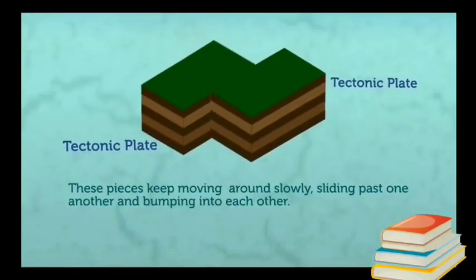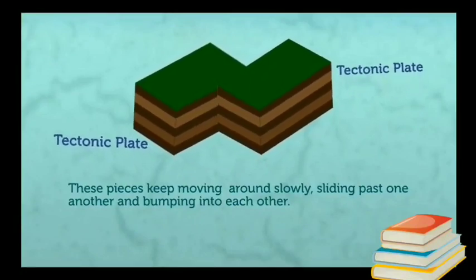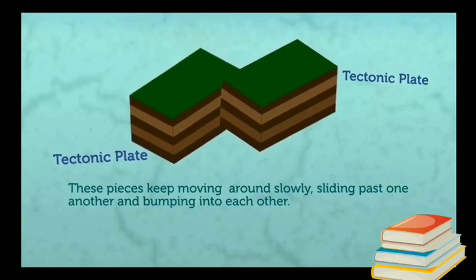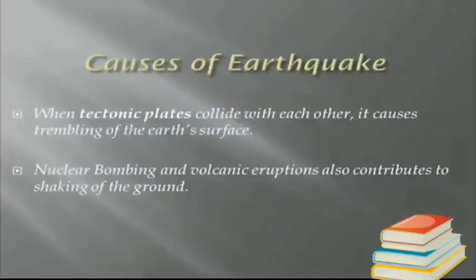Now look at here. These pieces keep moving around slowly, sliding past one another and bumping into each other. So, I hope now you understand that when these tectonic plates collide with each other, it causes trembling of the Earth's surface. What are the other reasons of earthquake? It can be nuclear bombing and volcanic eruption.